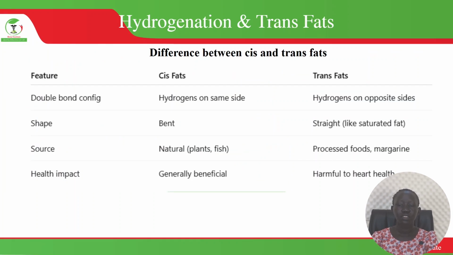The differences between the cis and trans fats. In the aspect of double bonding, the cis fats have hydrogens on the same side. The trans fats, the hydrogens occur on opposite sides. For the shape, the cis fats are bent and the trans fats are straight. They appear like saturated fats. For the sources, the cis fats occur naturally, especially in plants and fish, and the trans fats are a result of processed foods and margarine. The health impact is that cis fats are generally beneficial for the body, but trans fats are usually harmful to heart health.